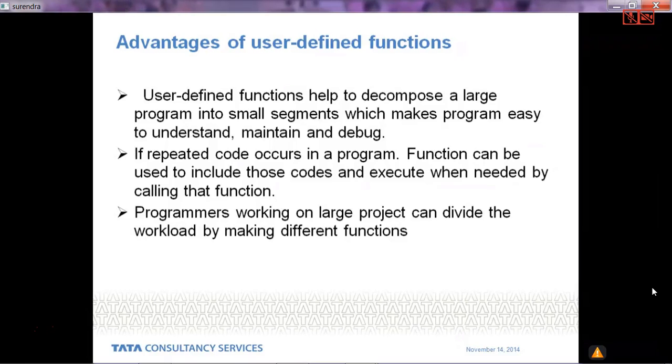Programmers working on a large project can divide the workload by making different functions. And I will explain with a real-time project example. Whenever a client gives the requirement to any one of the companies, what will they do? For example, one client will come and ask like this: I need one kind of app. It should work like Facebook. The functionality must be similar to Facebook.